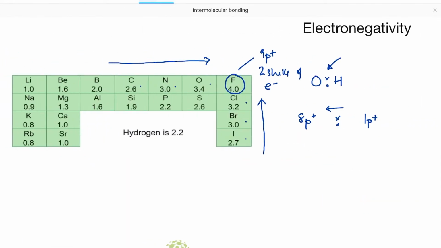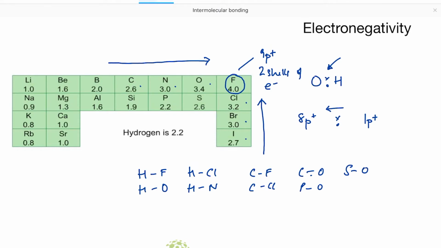If I go back to my table of values, then the bonds that are always going to be polar are going to be the bonds between hydrogen and fluorine, oxygen, chlorine, nitrogen. These are the common ones that we see, particularly in organic molecules. We're looking at carbon fluorine, carbon chlorine, carbon oxygen, phosphorus oxygen, sulfur oxygen. To a lesser extent, maybe carbon or hydrogen to bromine. You'll get really familiar with starting to recognise which are the electronegative elements, and that we're nearly always talking about them being bonded to either hydrogen or carbon.